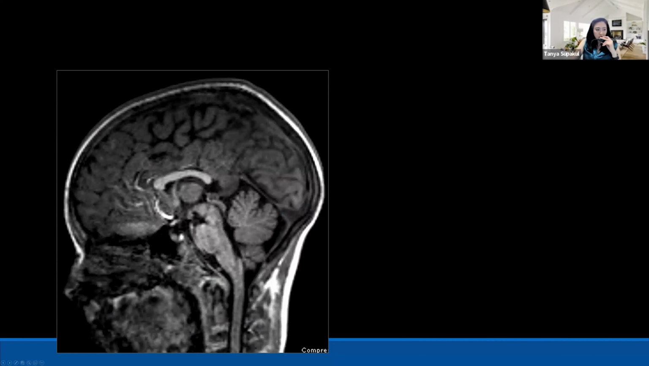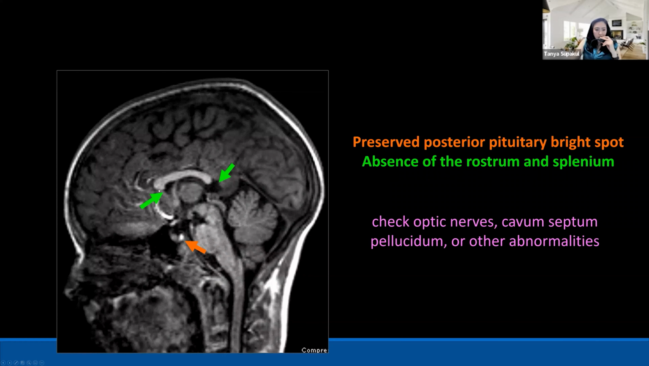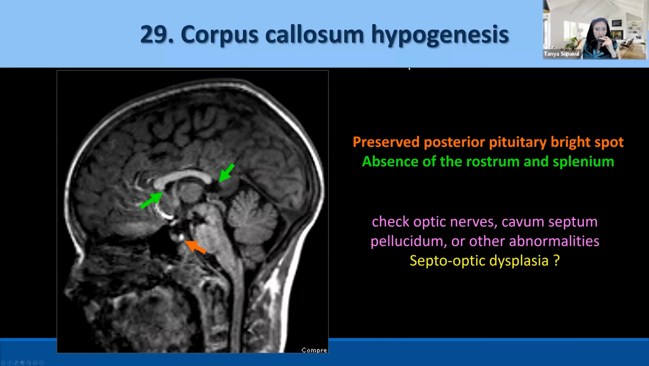How about this patient? We see some part of the corpus callosum here, but there is some missing of the posterior part, the splenium, and maybe missing of the rostrum. The posterior pituitary gland looks normal, right? So when you see an abnormality like hypogenesis of the corpus callosum, you need to check for any other associated findings, such as the optic nerve, septo-optic dysplasia, or cavum septum pellucidum. So this has corpus callosum hypogenesis.